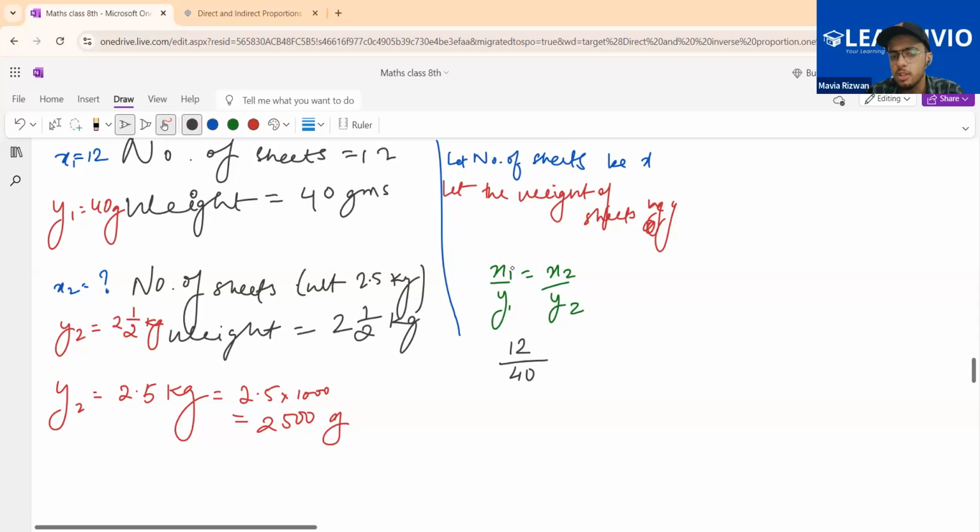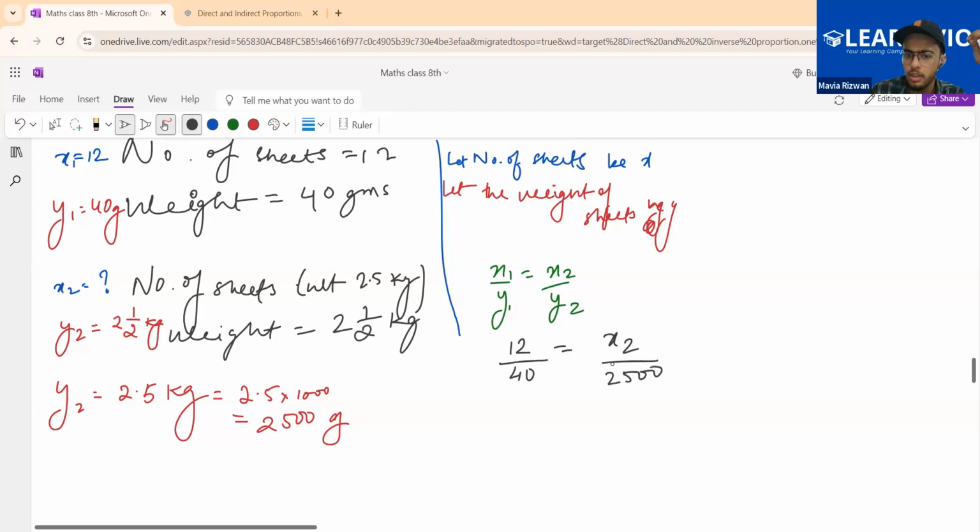So x1 here is 12, y1 here is 40. Now x2 here is unknown, so I name that x2 and y2. Now can you tell me which y2 will be put here? Students, can you tell me which y2 will be put here? 2.5 kgs or 2,500 grams? Yes, we'll put 2,500.